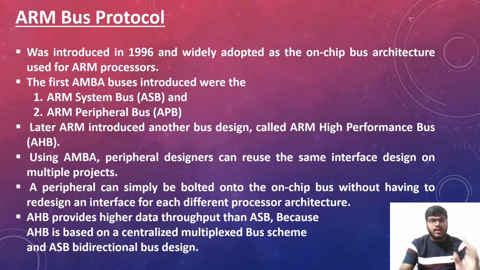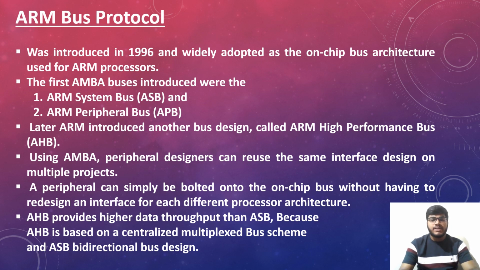Moving on to the next, ARM bus protocol. This was first introduced in 1996 but widely adopted on the used ARM processors. There were two ARM bus protocols, that is ARM system bus and the ARM peripheral bus. Later another ARM bus protocol was introduced, that is ARM high performance bus. Using AMBA, peripheral designers can reuse the same interface design on multiple projects. A peripheral can simply be bolted onto the on-chip bus without having to redesign an interface for each different processor architecture.